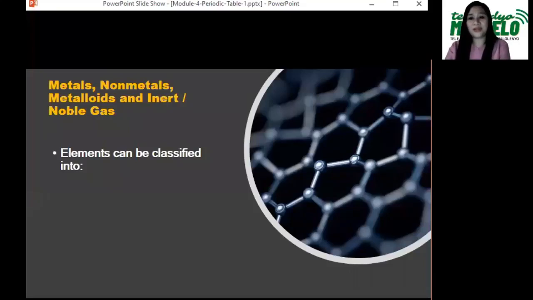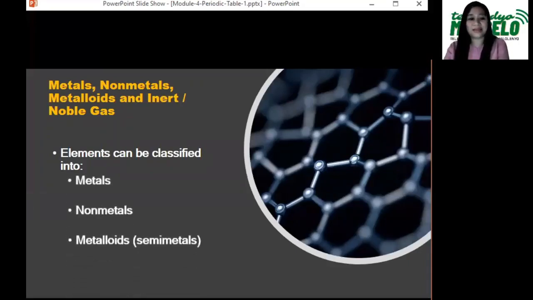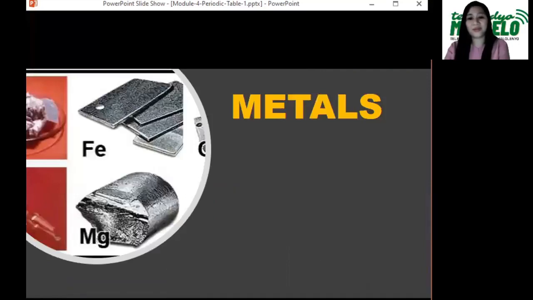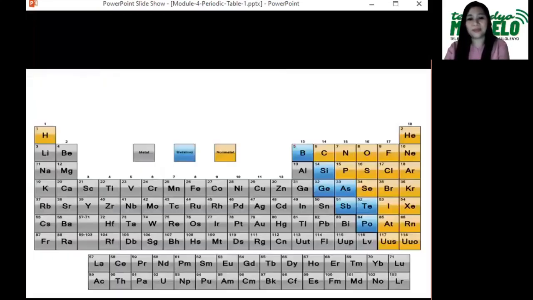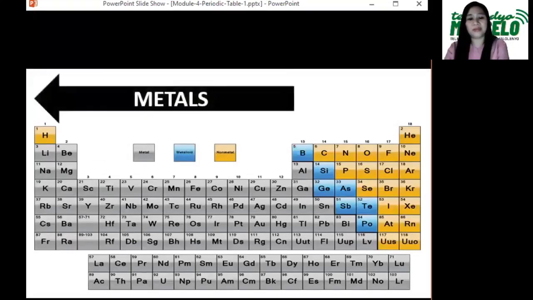The elements on the periodic table can be classified as metals, nonmetals, metalloids, and inert or noble gases. Now let us discuss where we find those elements on the periodic table. Let us start with the metals. Metals are elements found on the left side and center of the periodic table. This is where the metal elements are located on the periodic table.